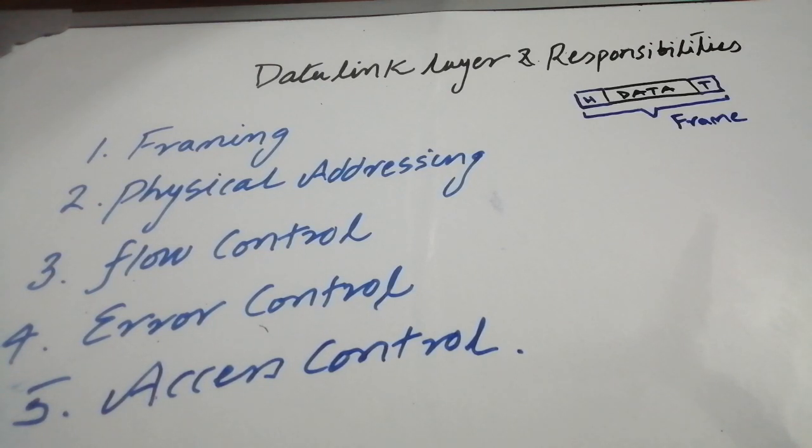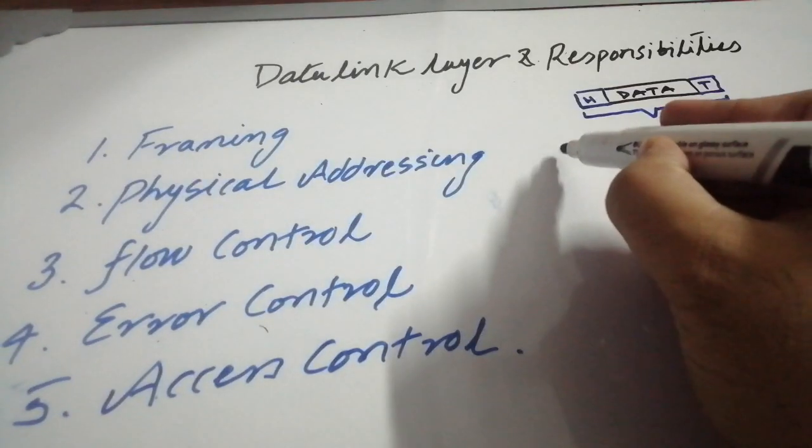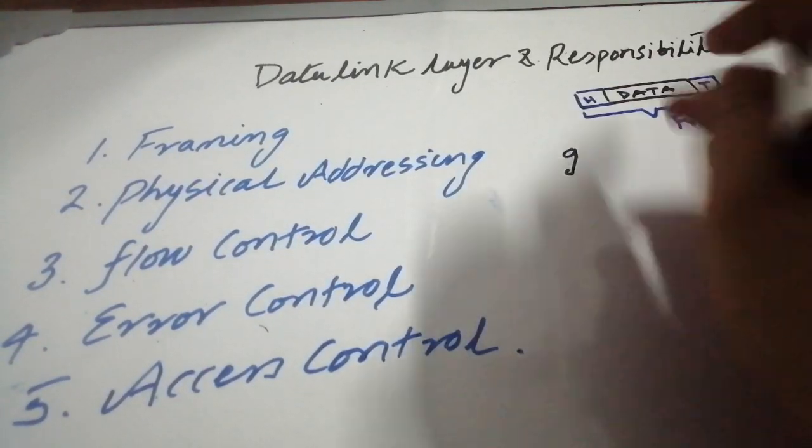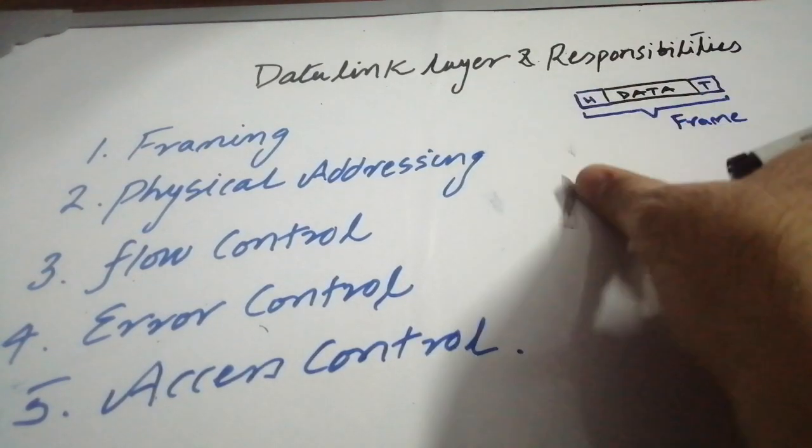The second part is physical addressing. The MAC or media access control is the physical address of each device. It is a 48-bit address, or we can say a 6-byte address. So we will just take a random example.